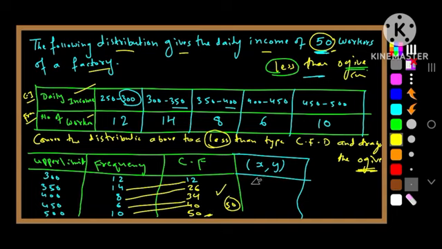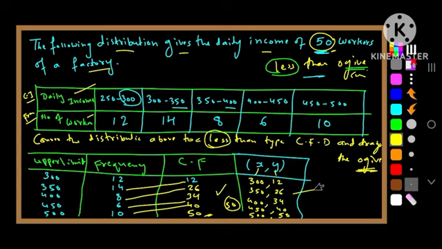Now on the x-axis what you have to take? You have to take upper limits. On the y-axis you have to take the cumulative frequency. The upper limit here is 300, cumulative frequency 12; 350, 26; 400, 34; 450, 40; and similarly for 500, 50. So the upper limits will be on the x-axis and the cumulative frequencies on the y-axis.